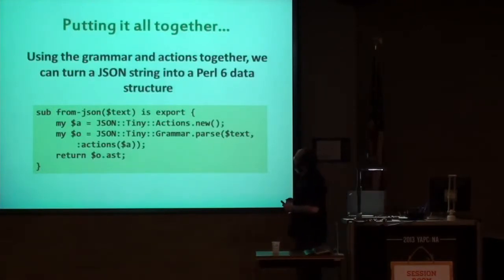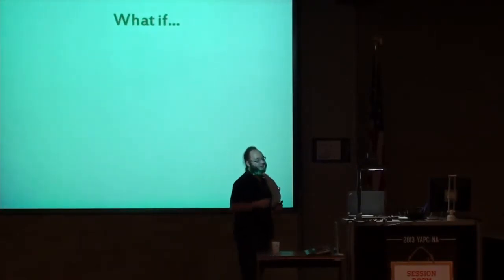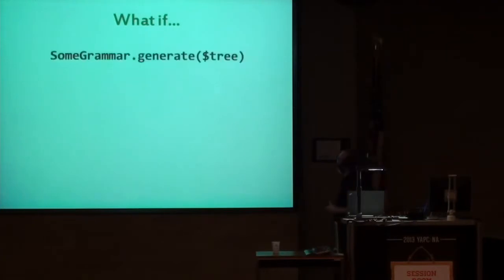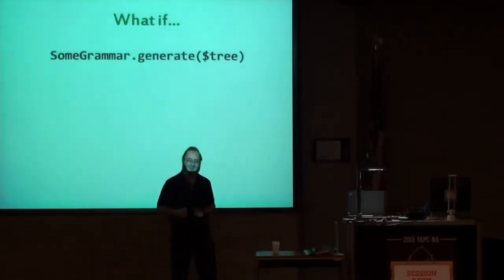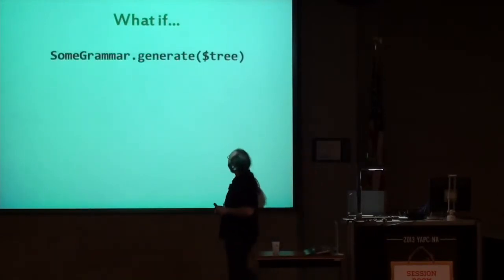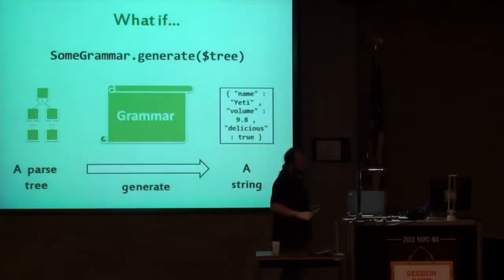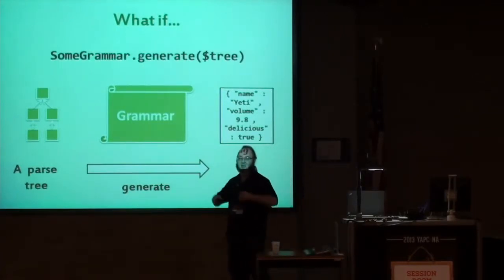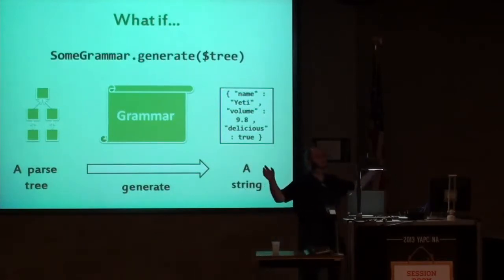And that's great. But I wondered, what if? Sometimes it's good to ask what if. After I saw this Jules, I was like, well, what if some grammar actually had a generate method, and we could put in some kind of tree-ish thingy, and we get out a string. That is, we can use the grammar not only to take text and parse it into a data structure, but we can use the grammar to take a data structure and turn it into a load of text.